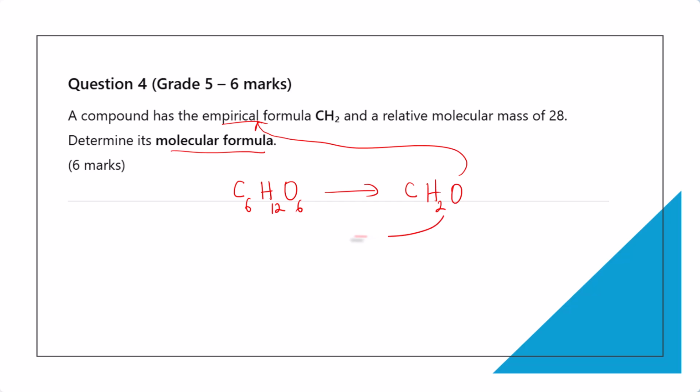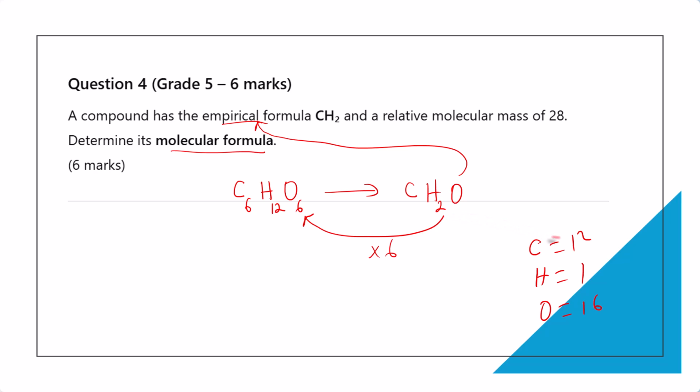Now, listen. How many of this would go into that? What do I times this one by to give me that? It's going to be 6, right? So I can get that 6 easily. I just need to know the masses of carbon, hydrogen, and oxygen. Carbon is always 12, hydrogen is always 1, oxygen is always 16. So what I need to do now is get the mass of this particular compound, and then get the mass of this and divide them. That will give me 6.